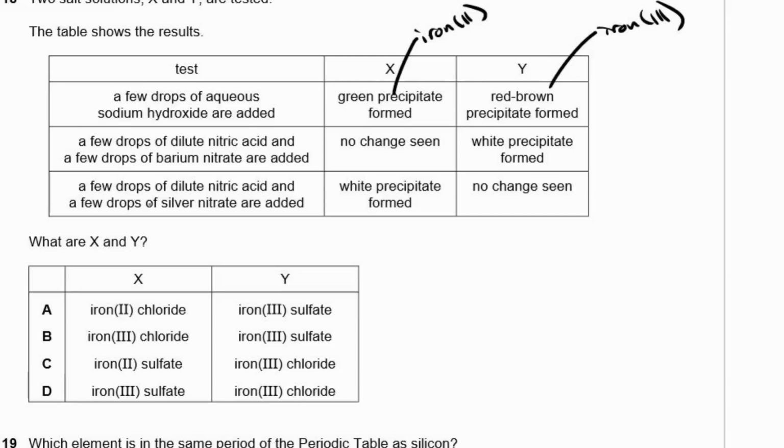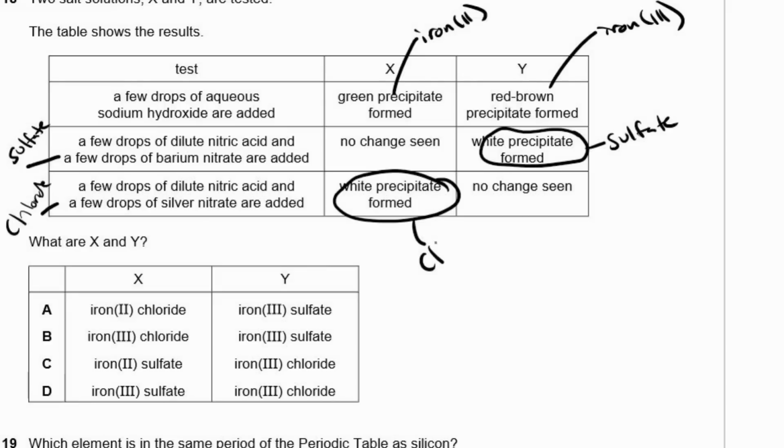Okay, that works. So a few drops of dilute nitric acid and a few drops of barium nitrate are added. This is a test for the sulfate ion, SO4 2-. So if a white precipitate forms, that means it's a sulfate. And a few drops of dilute nitric acid, then a few drops of silver nitrate. This is a test for chloride, Cl-. So if a white precipitate is formed, that says Cl-, so chloride ions.